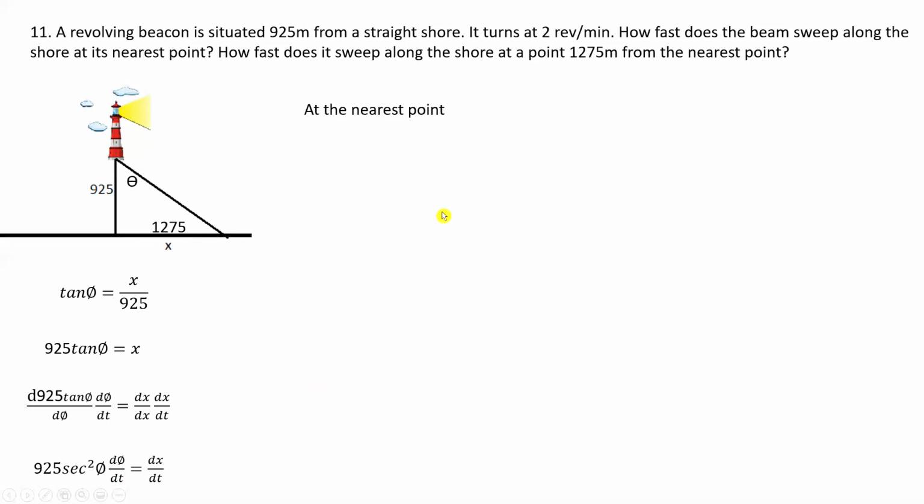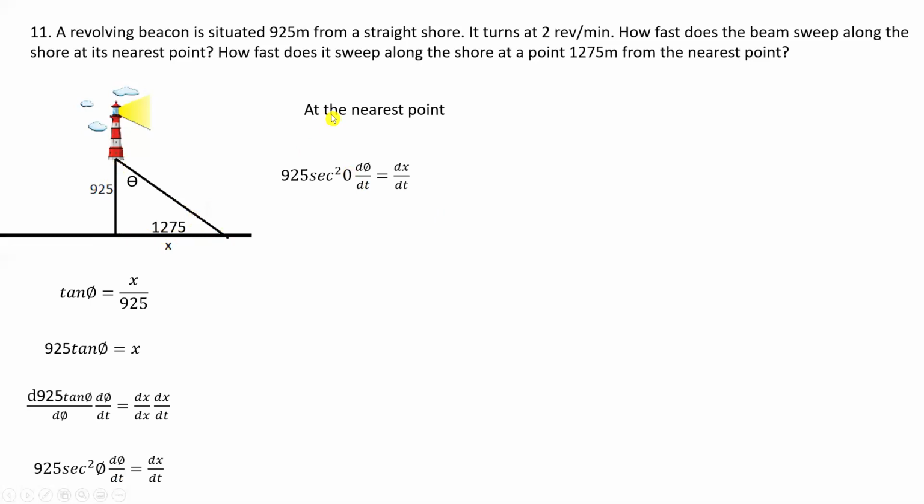At the nearest point. If we were at the nearest point, this line would not be 1275 away at all. It would actually be here. That would be the nearest point. And the angle between this line and this line, if we move this over, would actually be 0.